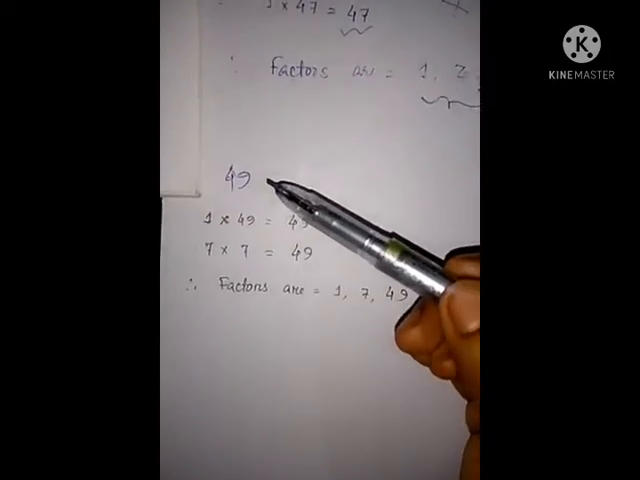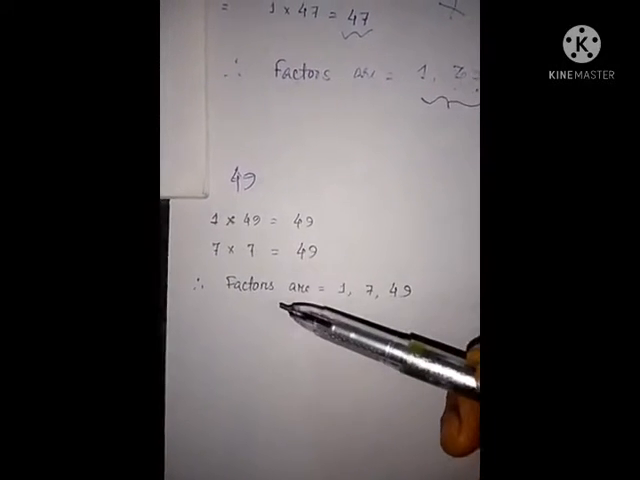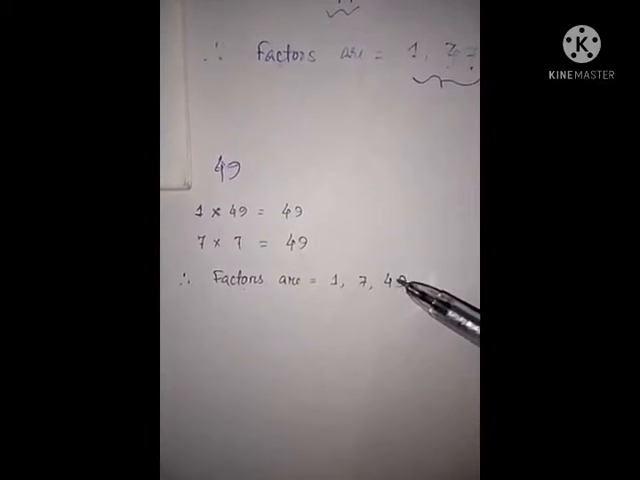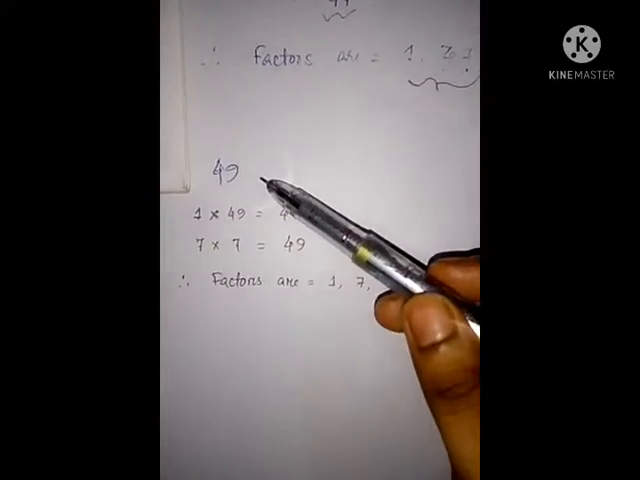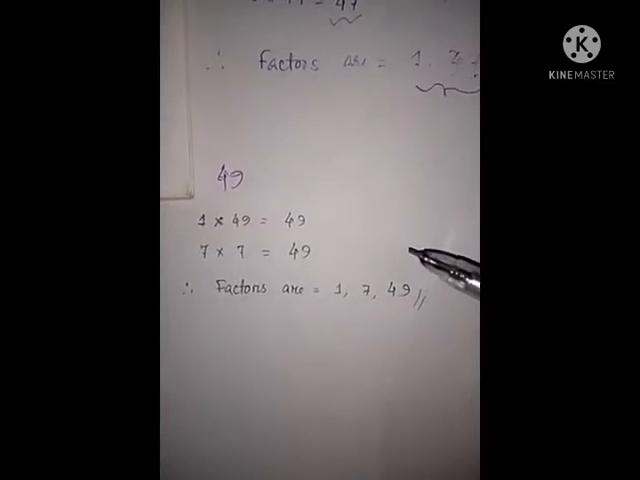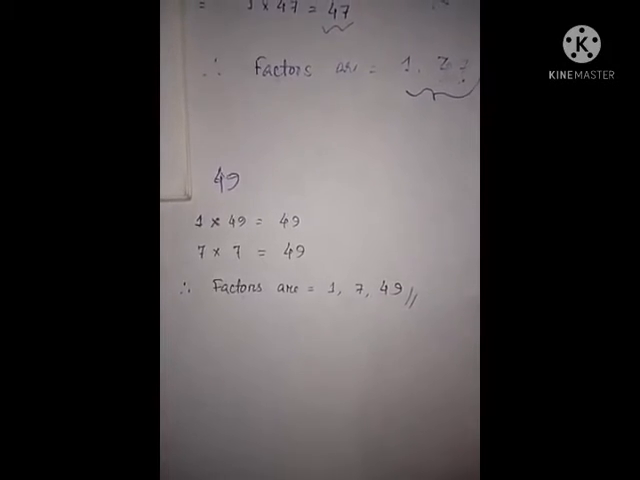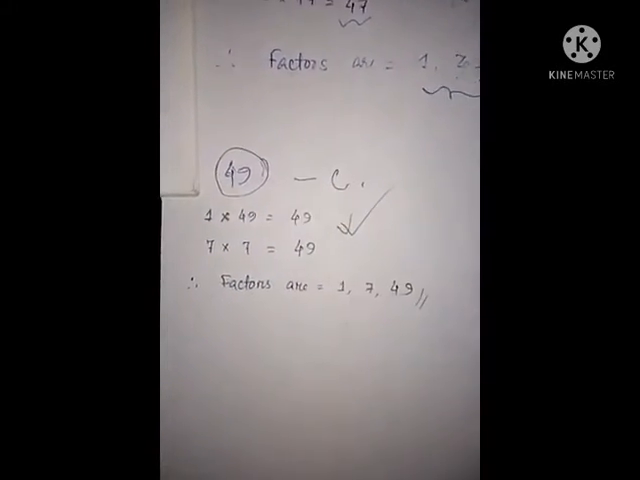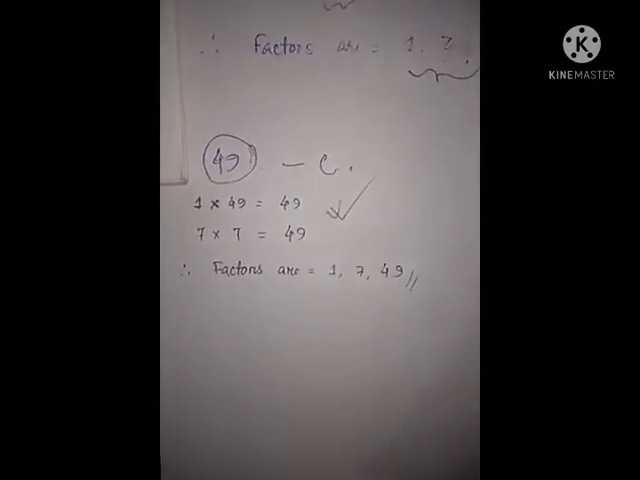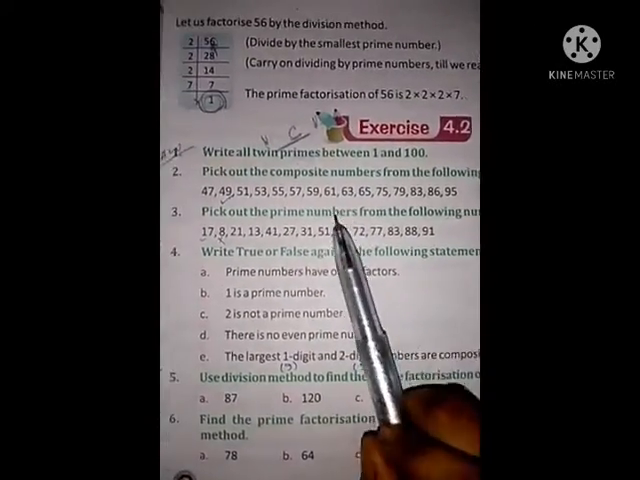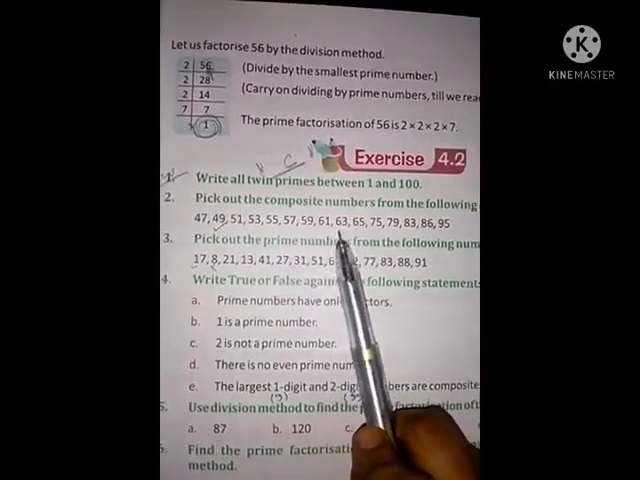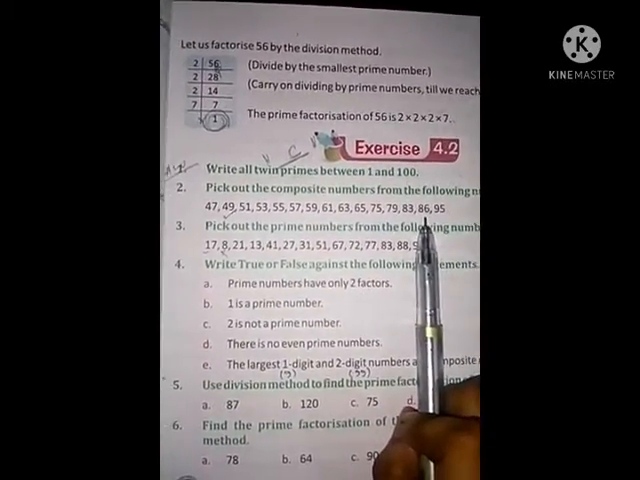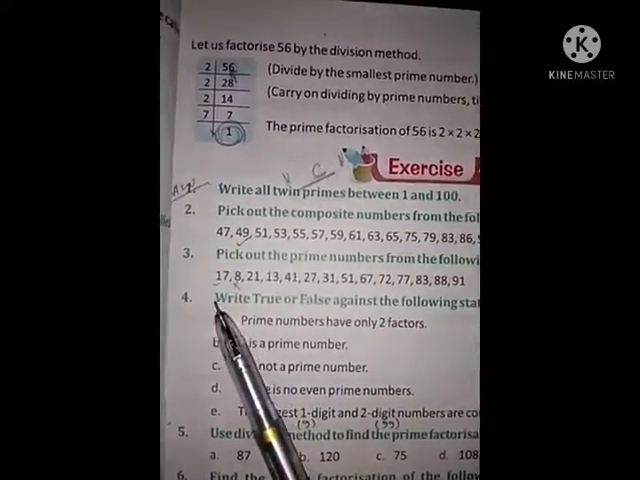Again see 49. By multiplication we have got the factors of 49 are 1, 7 and 49. So 49 has more than two factors. So 49 is a composite number. Understand? So like this, you have to find out whether they are composite numbers or not. Okay students?